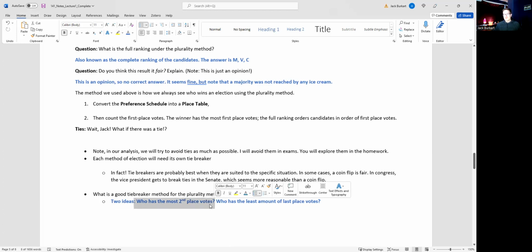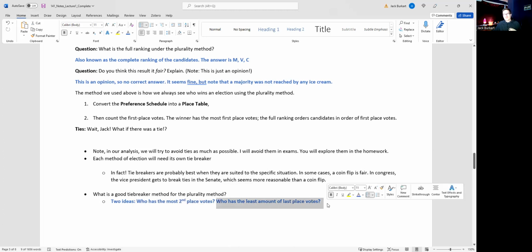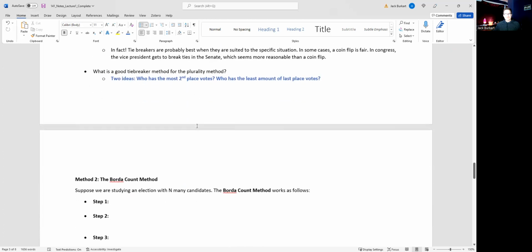So maybe some other good tiebreakers for the plurality method would be who has the most second place votes. Maybe we can somehow incorporate the second place votes into the tiebreaker. Or maybe we can try to filter out which candidate was the least unpopular. So the tiebreaker could be who has the least amount of last place votes. We just take the candidate who is hated or least preferred the least. So tiebreakers, we'll just have to come up with them as we go on. Sometimes they're random. Sometimes we can just use the preference schedule to make a tiebreaker. All right, so that's what we have to say about the plurality method.